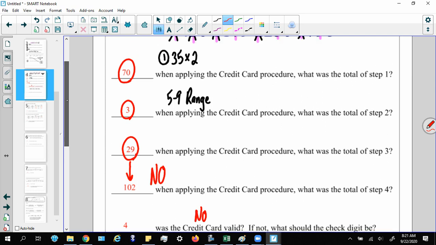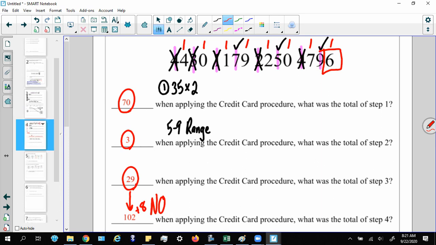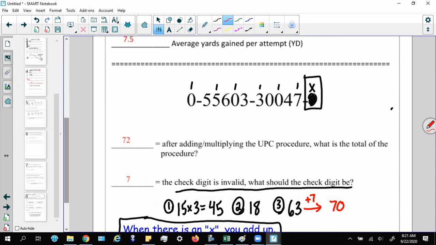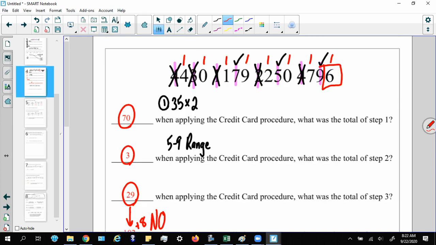Okay, now again, folks, do not make this mistake. Do not add 8 to 102. You know why? There's not an X on this question. Remember, going back to what we know, if there is not an X, you cannot add up. There's not an X on this problem. All right, there's a check digit. So what you're going to have to do is just like the UPC.